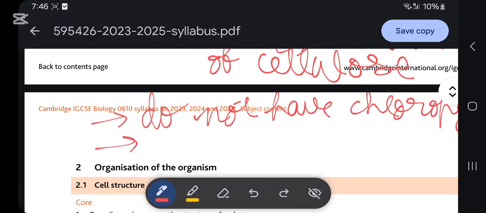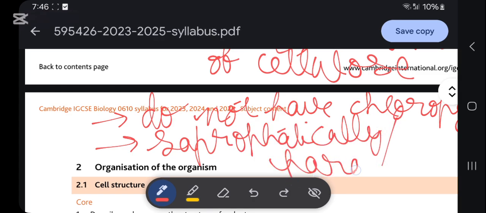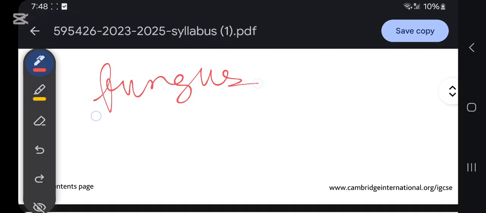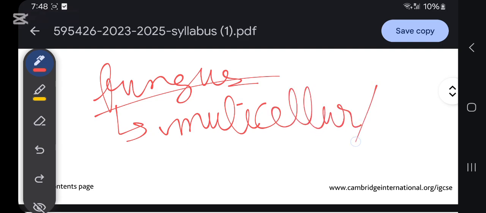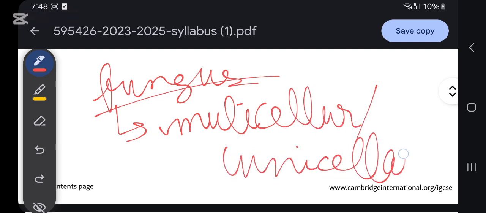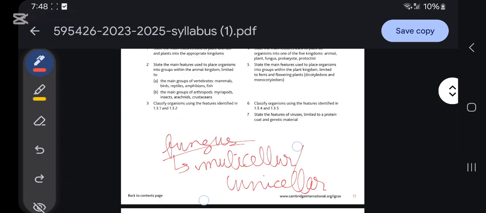So they get their food by feeding saprophytically or parasitically. Saprophytically means that it takes its nutrients from dead organisms. And by the way, fungus can be multicellular or unicellular, so it can be any. Parasitically means that it relies on its host and basically harms the host, and it gets the benefit.